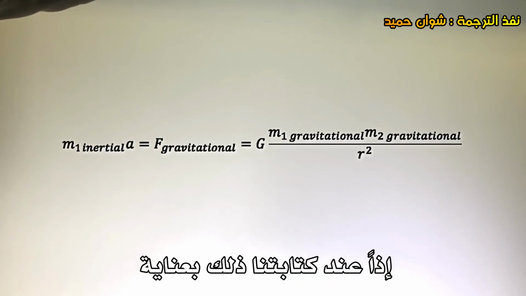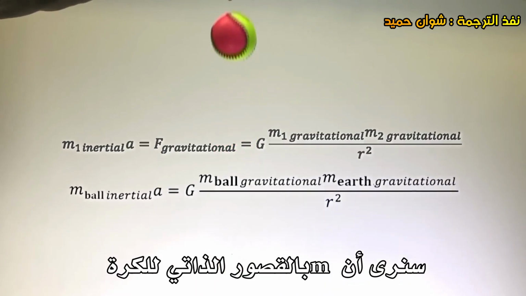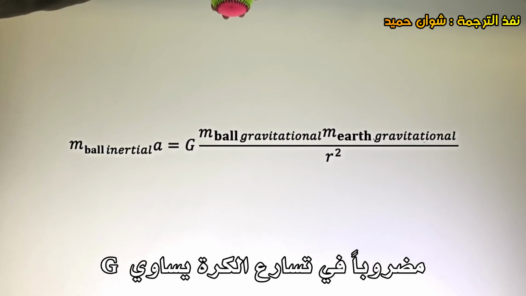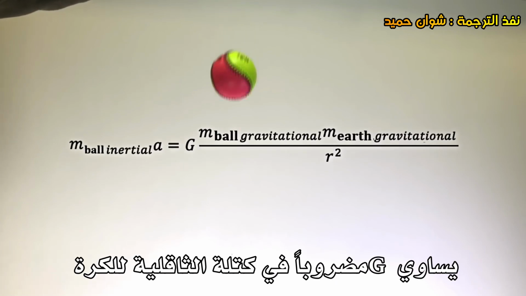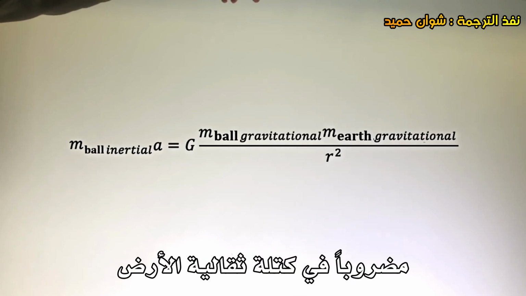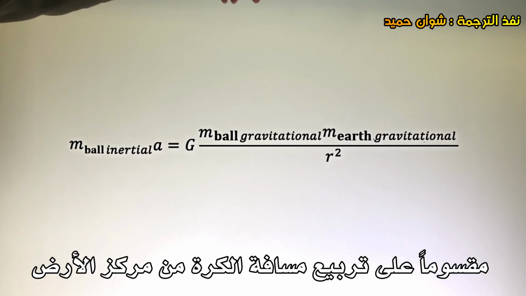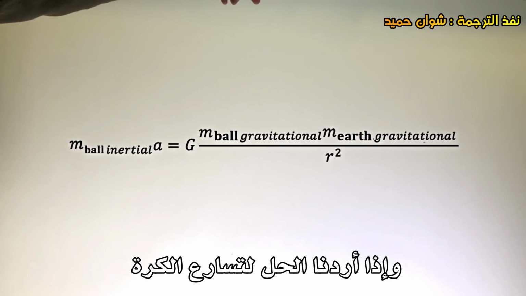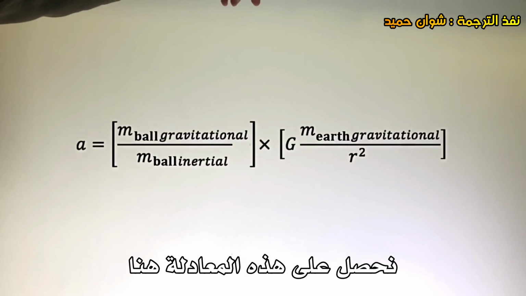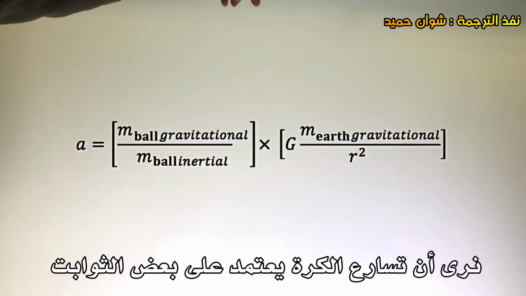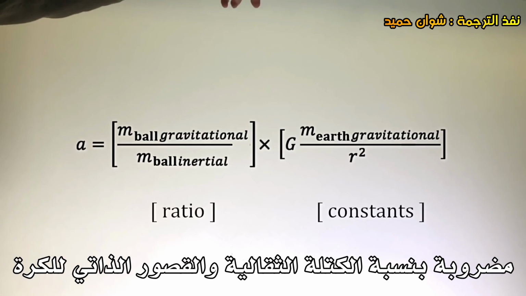So writing that out carefully, we see that m inertial of the ball times the ball's acceleration equals G times the gravitational mass of the ball times the Earth's gravitational mass divided by the distance squared the ball is from the center of the Earth. And if we want to solve for the ball's acceleration, we get this equation here. We see that the ball's acceleration depends on some constants times the ratio of the ball's gravitational to inertial mass.